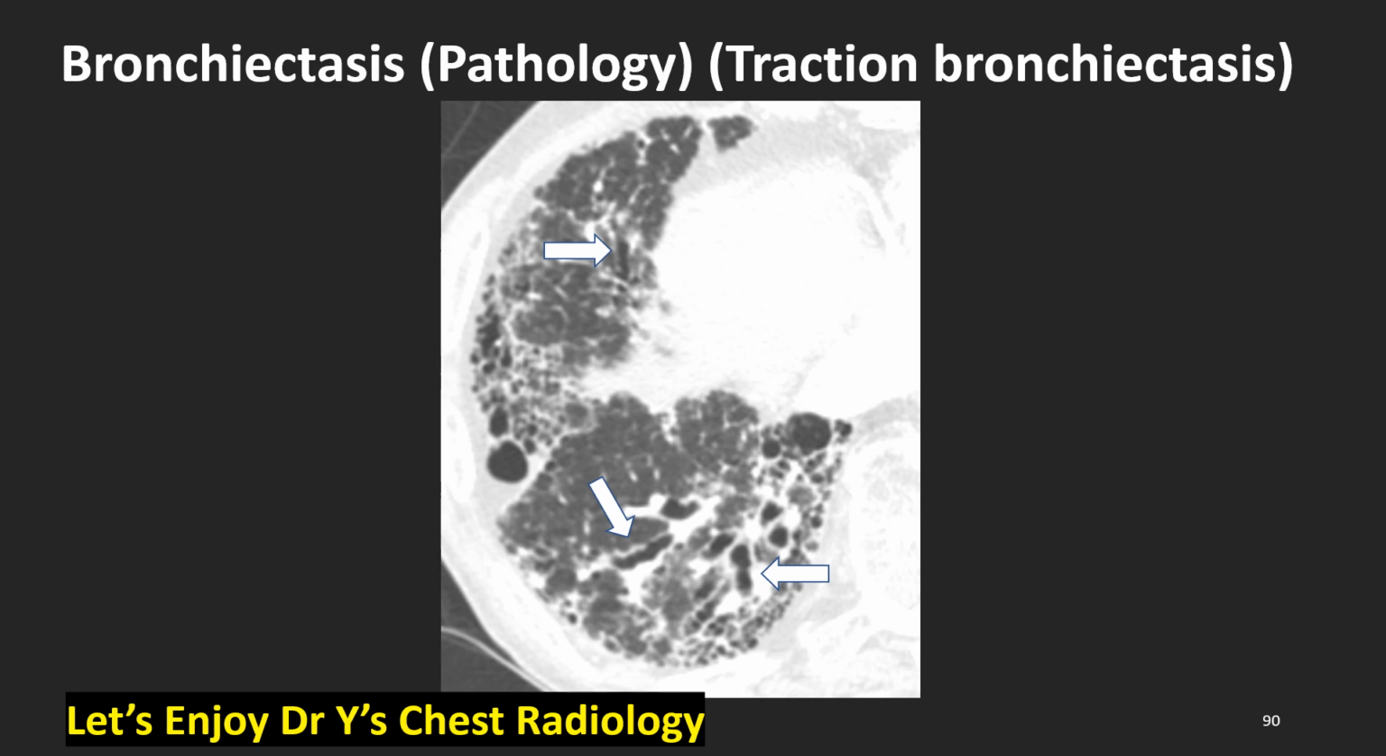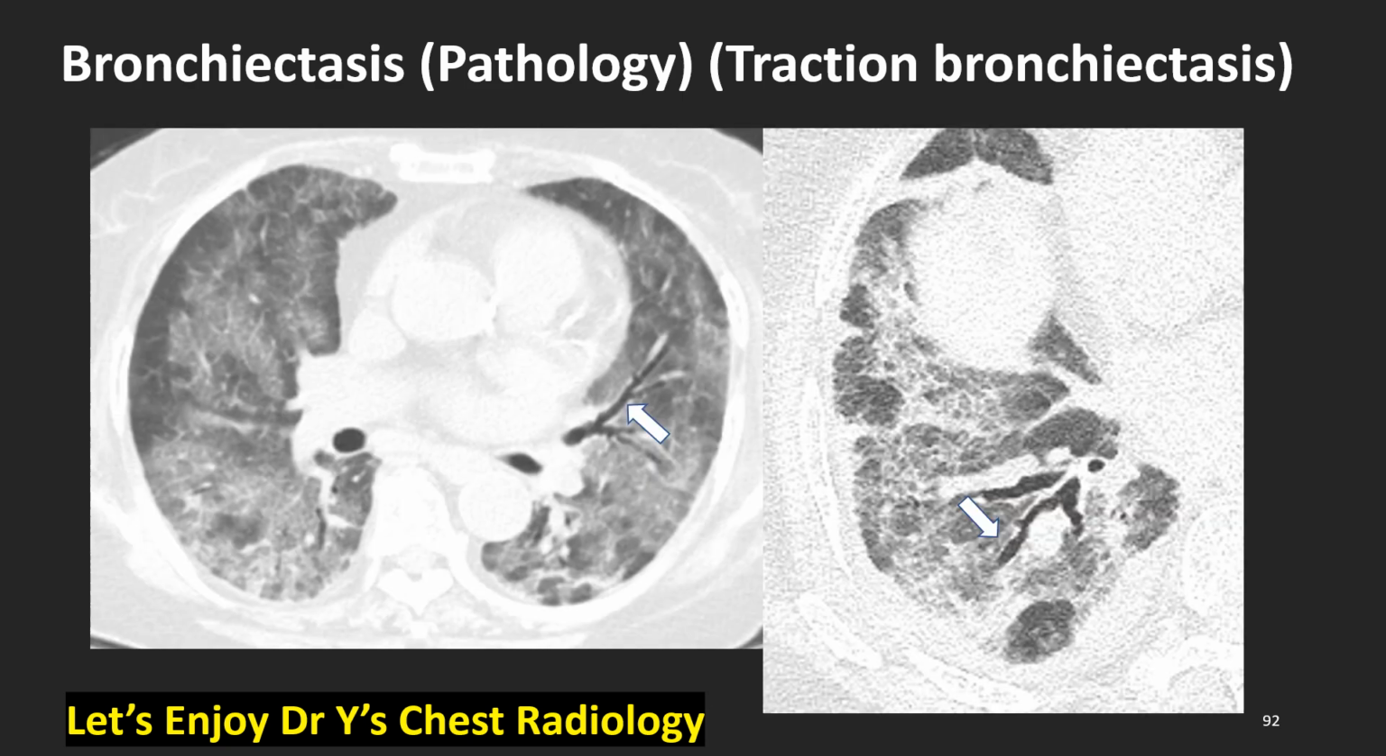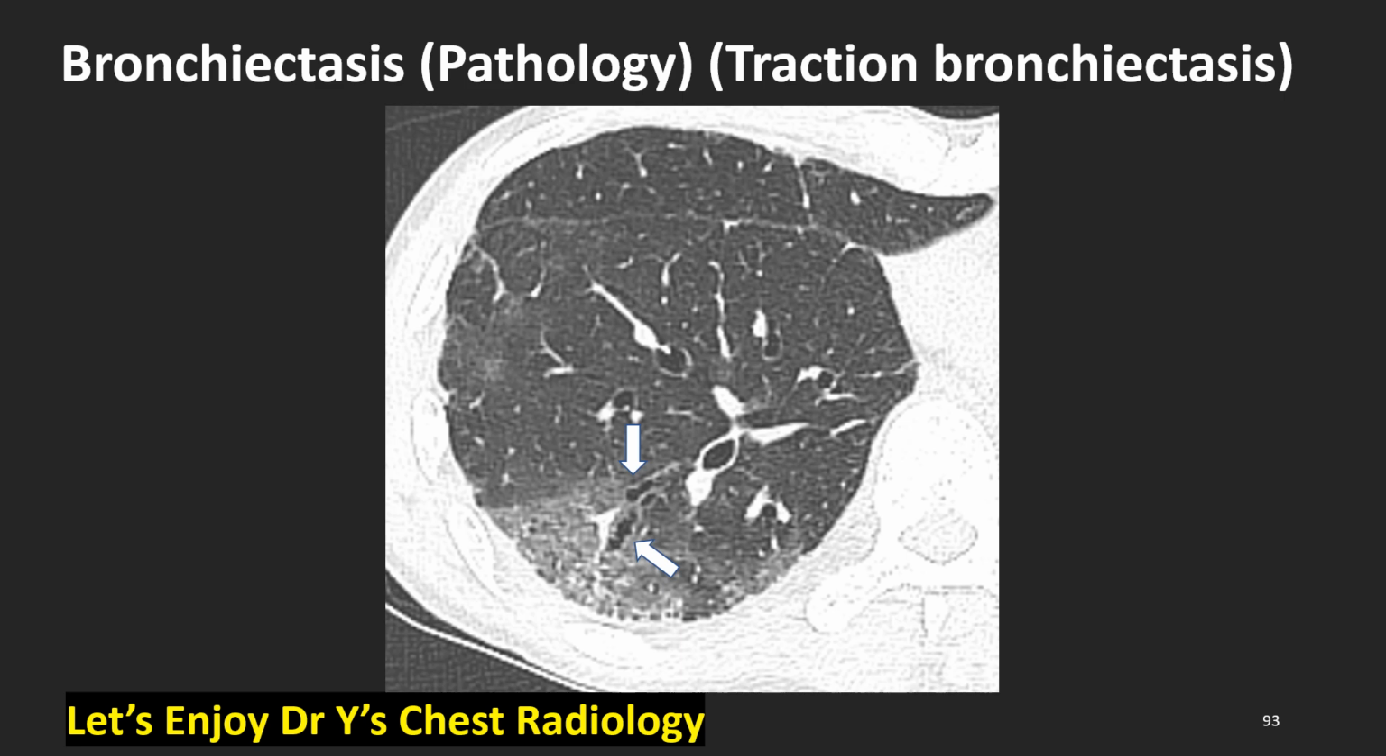Bronchiectasis pathology, traction bronchiectasis. Three arrows indicate traction bronchiectasis in a UIP patient. Arrow indicates traction bronchiectasis in an ILD patient. Arrows indicate traction bronchiectasis. Two white arrows indicate traction bronchiectasis of the right lower lobe.